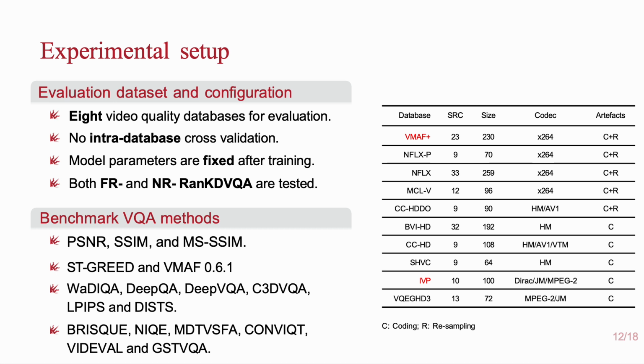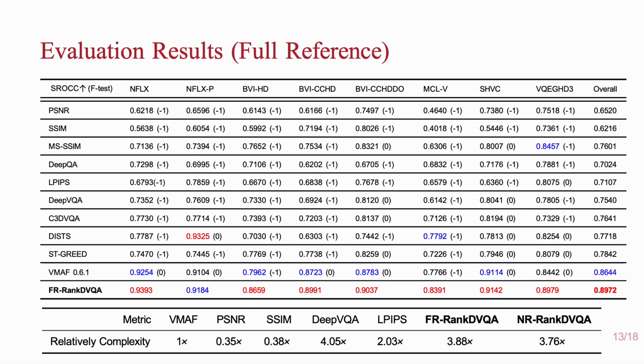Results: intra-database cross-validation. Both full reference and no reference RankDVQA are tested. For no reference, reference patches are not included as input. We tested 10 full reference and 6 no reference quality metrics as benchmarks, shown here. The results in the table show the full reference RankDVQA achieves the highest overall Spearman value of 0.8972 across 8 databases.